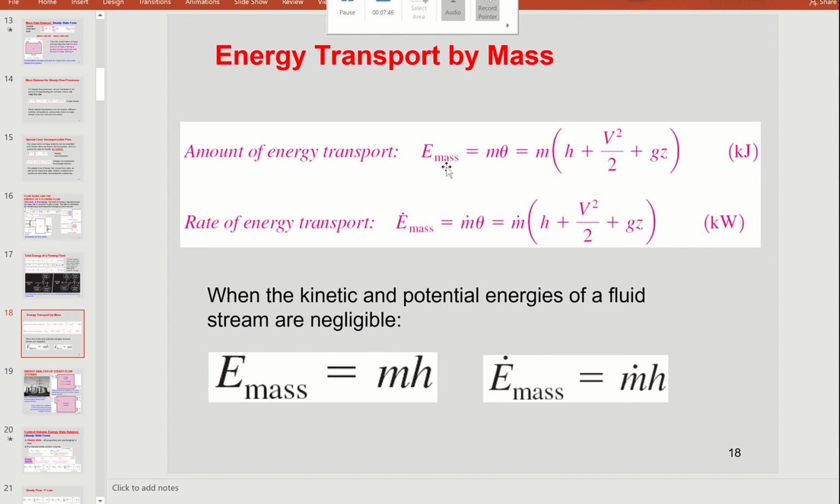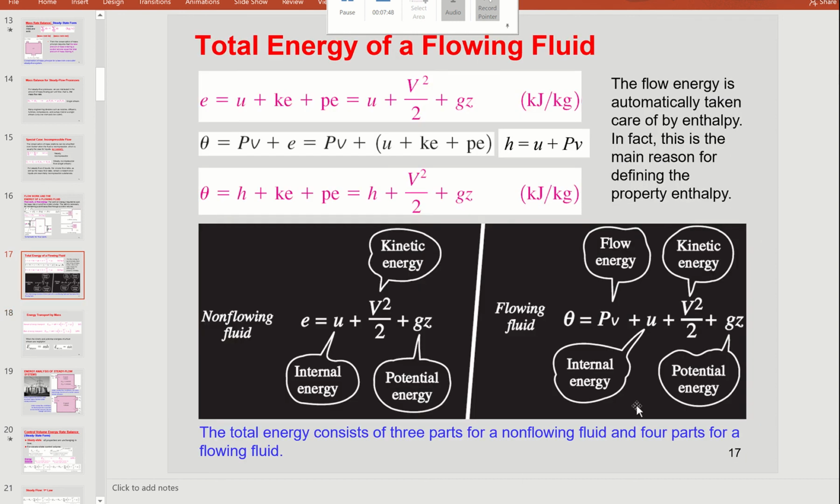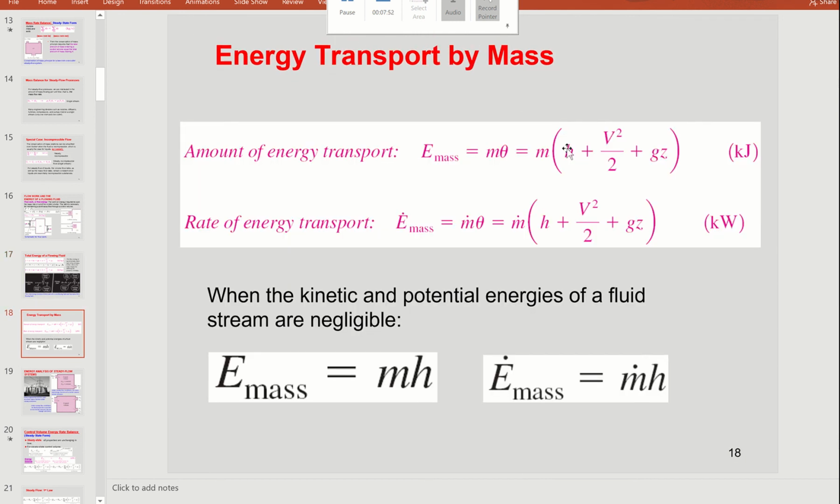How many kilojoules? Because earlier we were looking at kilojoule per kilogram in those two equations. So now we times the mass. Okay. And often, if the kinetic energy and potential energy are negligible, all we have left in this equation will be just m times h. And again, we're going to divide this by time. So mass divided by time will give us mass flow rate. So it will be mass flow rate times h.